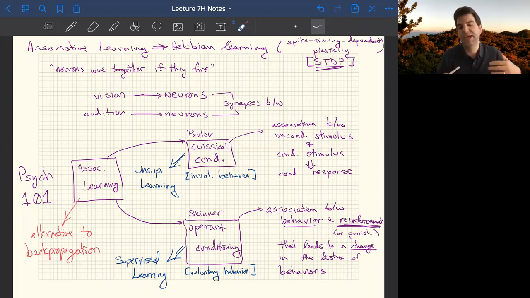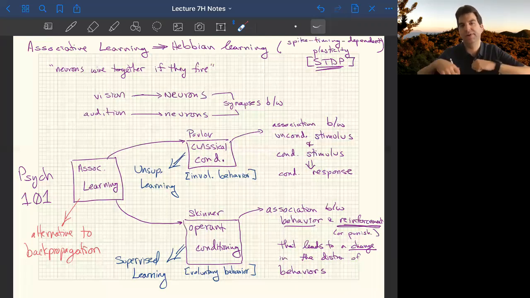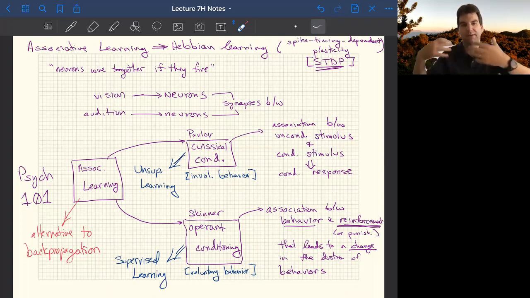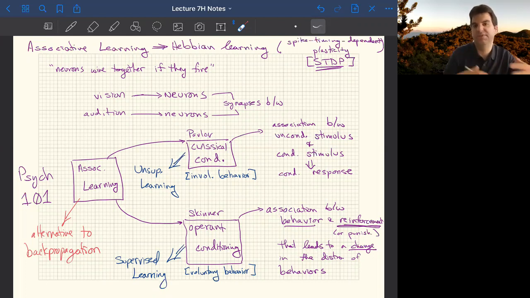I mentioned to you that backpropagation has been implemented in spiking neural networks, but it took a little extra machinery to make that work, and it's not exactly a one-to-one map. So are there alternatives to backpropagation? This is just one alternative. In some systems, it may be better.